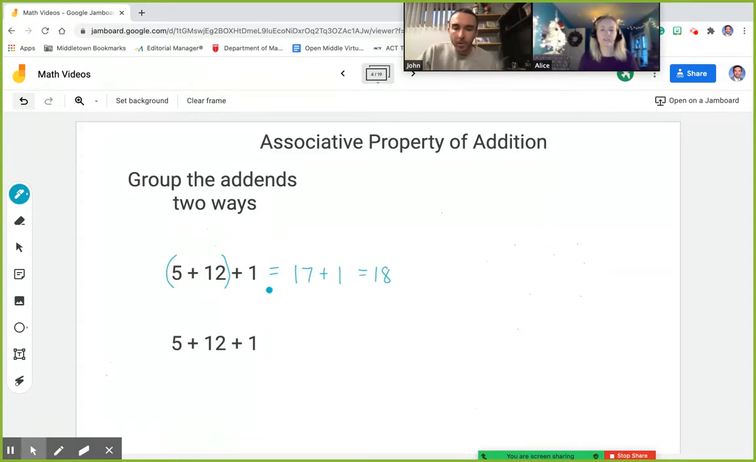Or equivalently, perhaps the student knows that 12 plus 1 is 13. That might be a little bit faster for the student. So the student can perform that sum first and then just add the 5 onto 13, the sum of 12 and 1, to get 18.